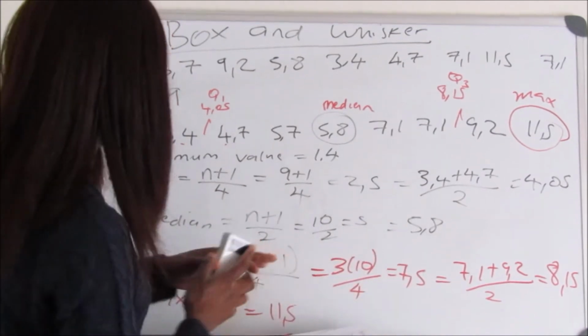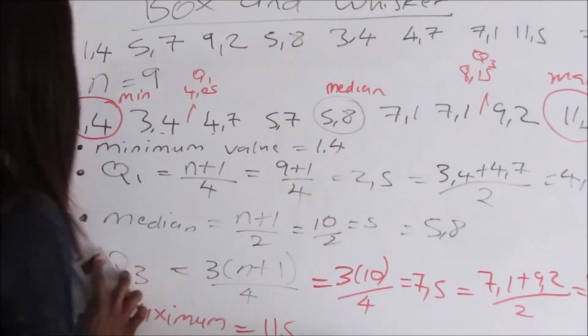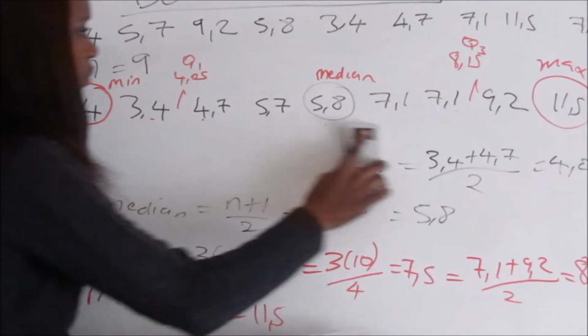Then let me just erase this so that I can have space to draw our box and whisker diagram. All right.